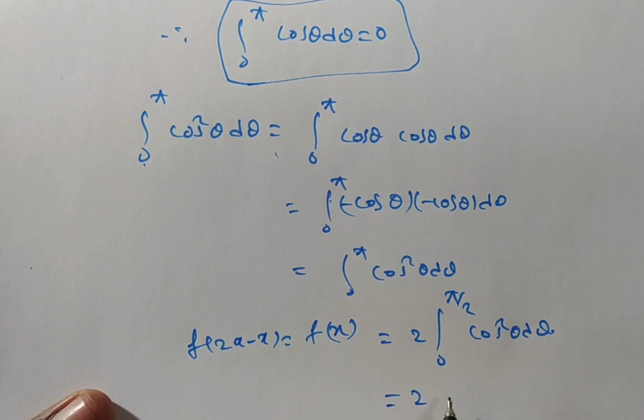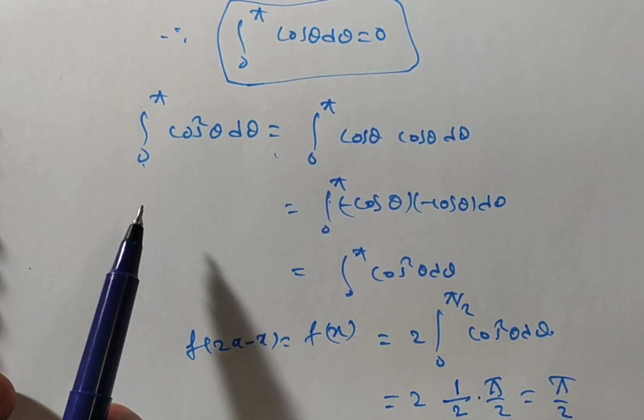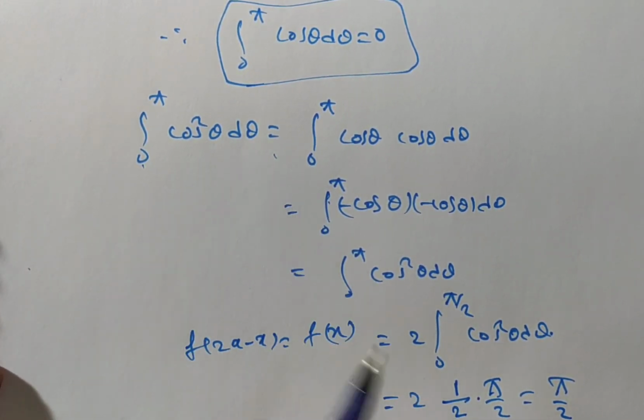In the Wallis method, the value is, first we write 2 minus 1, and 2 minus 1 is 1, so 1 by 2. Whenever 1 by 2 comes, you can write pi by 2. So the value of the integral from 0 to pi of cos square theta d theta is pi by 2.